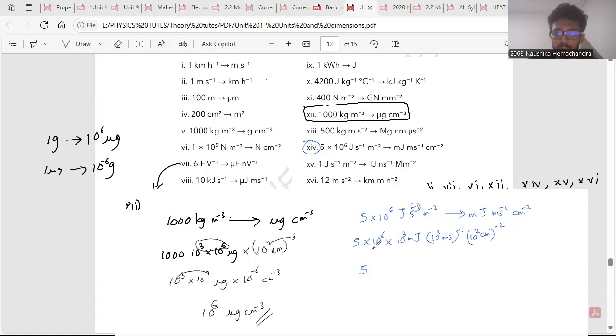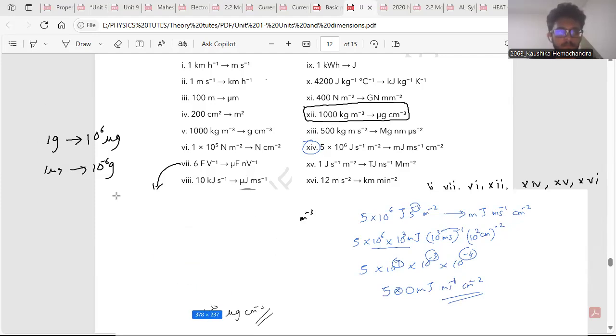So you get 5 here, you get 10 to the power 9. Since we have substituted the units, you can write the units at the end. Here 10 to the power 3 to minus 1, that's 10 to the power minus 3. Here 2 into minus 2, 10 to the power minus 4. So 5 into 9 minus 3, 6. 6 minus 4, 2. So it's 500 millijoules per millisecond per square centimeter, right? Next we have the 15th one.